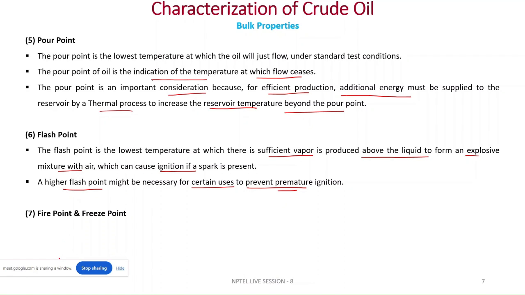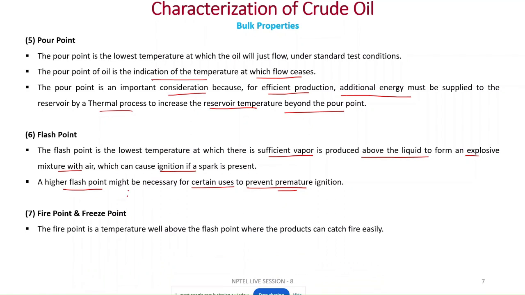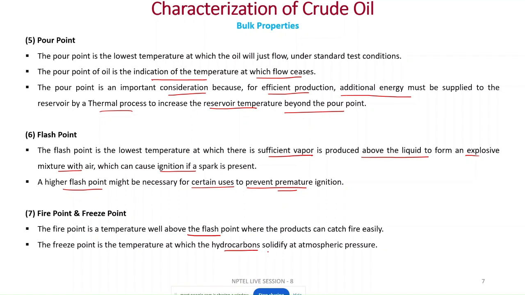Next is fire point and freeze point. Fire point is the temperature that is well above the flash point, where the products can catch fire very easily. Whereas the freeze point is the temperature at which the hydrocarbon becomes solidified at atmospheric pressure.